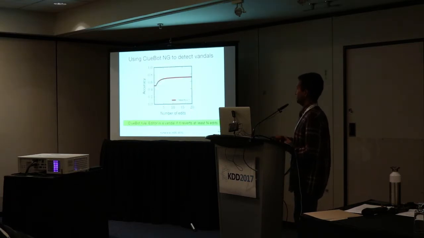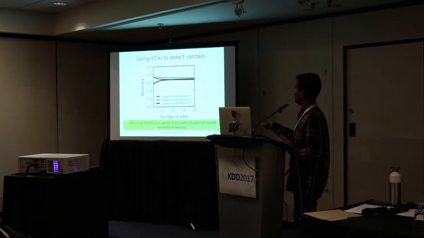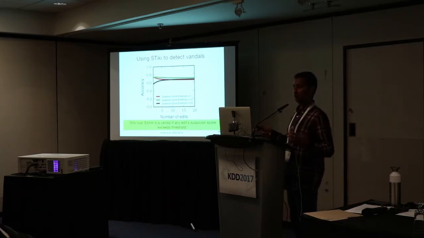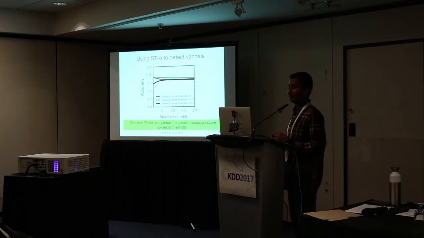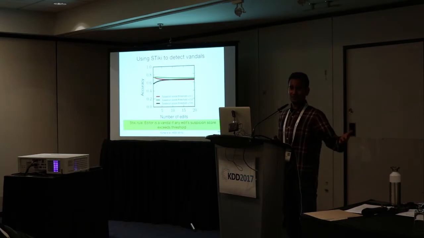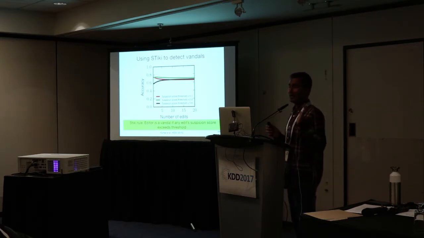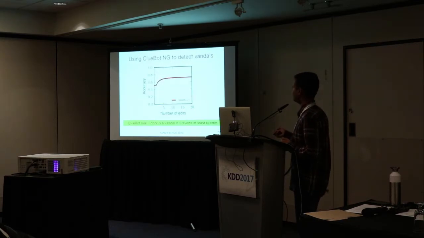So it's not very efficient, because with this accuracy, you'd have a lot of false positives as well as a lot of false negatives, and we do not want that. We do not want good editors to be banned for vandalism even though they were good, and we do not want bad editors to still be on Wikipedia and do their bad edits.